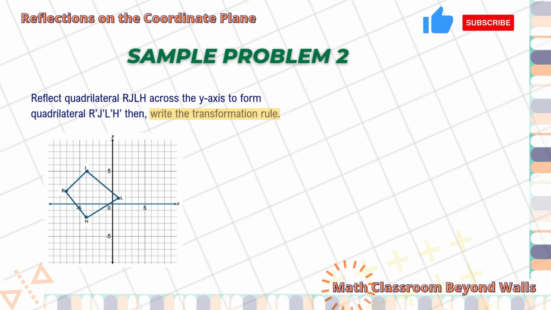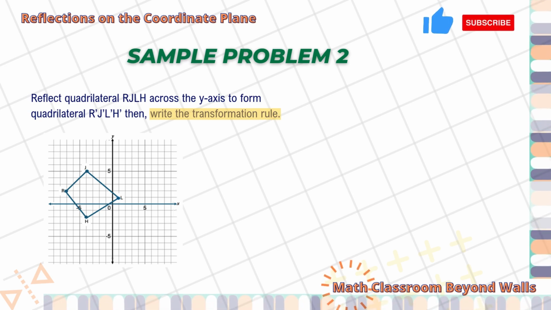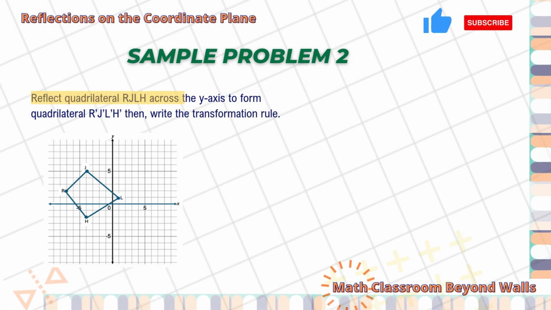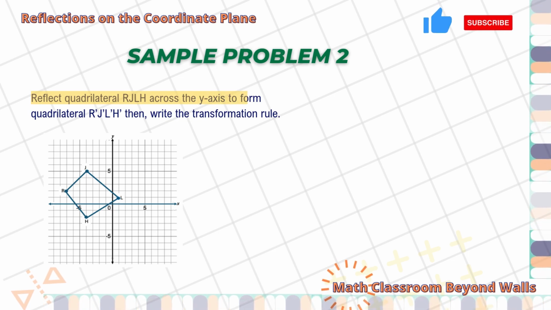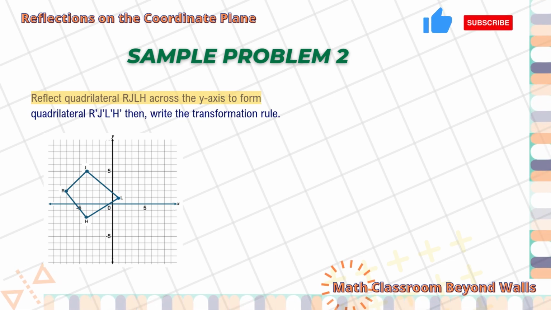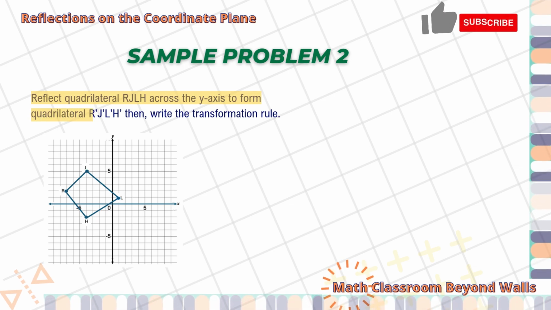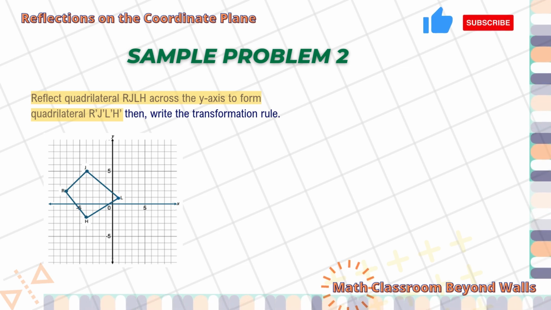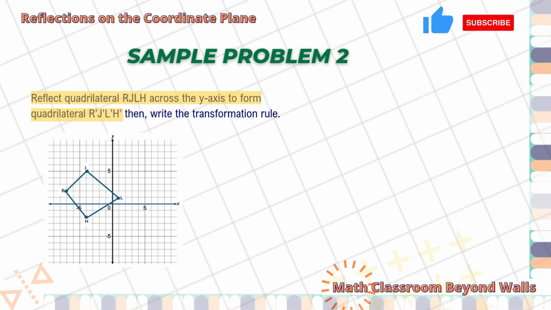What are given here, learners? That quadrilateral RJLH is to be reflected across the y-axis to form quadrilateral R', J', L', H'. And the figure is given.